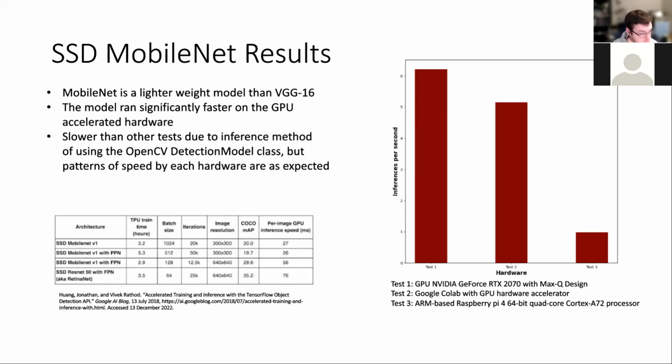Our test on the right did perform a lot slower than other tests. So as we can see on the left, from a test done online, we can see some inference speeds like 27 milliseconds, 26 milliseconds, which is a lot faster. The reason that is a lot faster is because in our tests for the SSD, we used an OpenCV detection model class, which also includes pre-processing in the inference time.